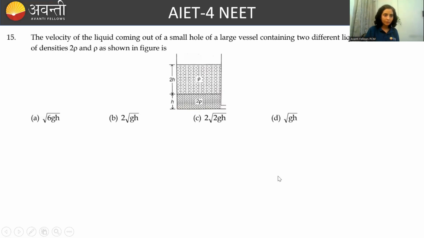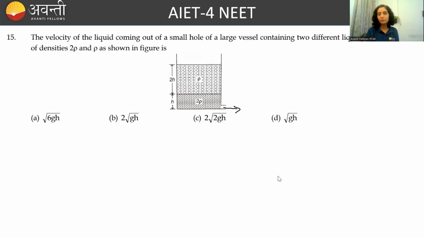So this is another question. Now let's first read the question carefully. The velocity of liquid coming out of a small hole of a large vessel containing two different liquids of densities 2 rho and rho as shown in the figure is. So what will be the velocity of liquid coming out from here? How will we solve this question?